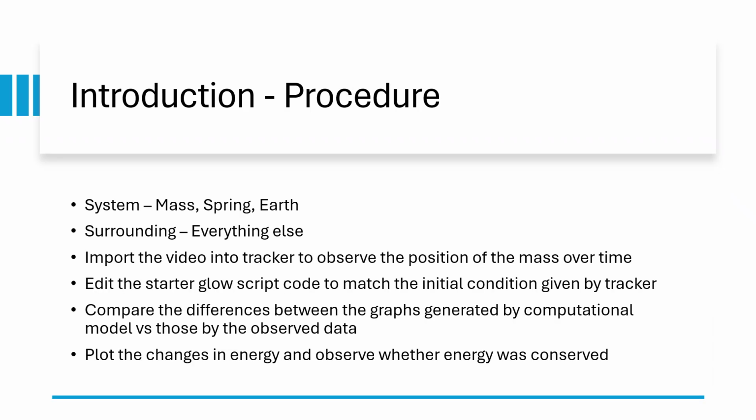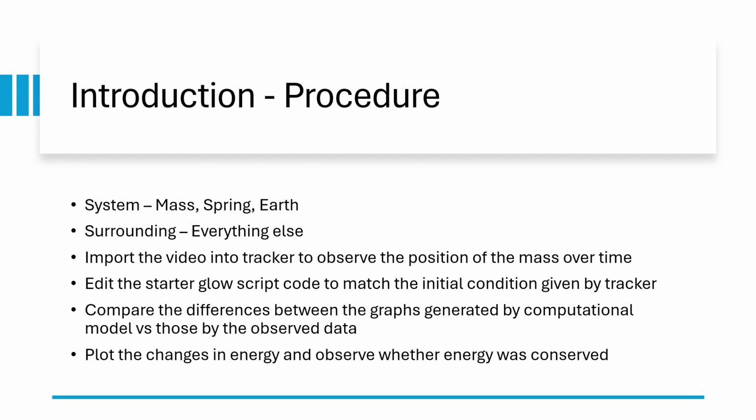And here's the procedure for my experiment. The system that I chose was the mass, the spring, and the Earth, and the surroundings is everything else. I chose this system because, based on this system, there should be no outside forces acting on the object. Thus, there is no work done. Thus, the change in energy is zero.